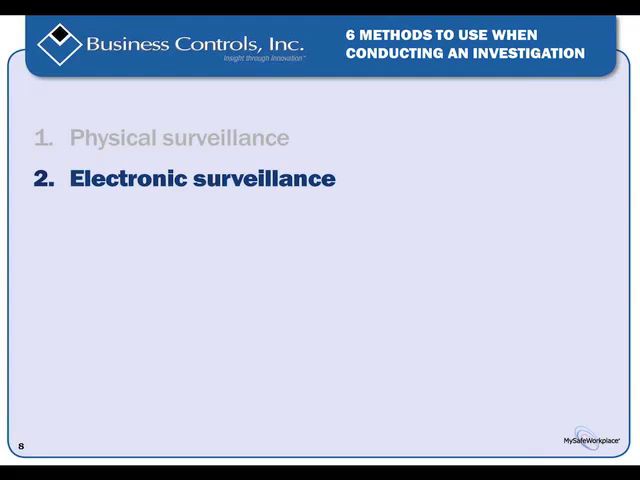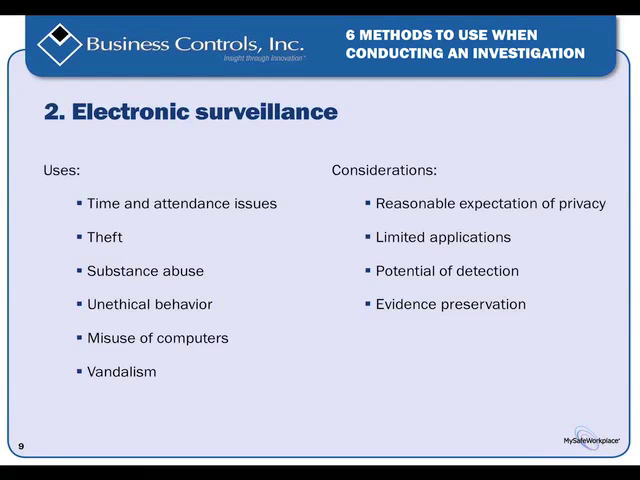The second method of investigation is electronic surveillance. Now, electronic surveillance is very similar to physical surveillance. The only difference is that it replaces the human observer with electronic technology. So just like physical surveillance, it is relatively easy to use, and it can be inexpensive depending on how much money you put into the cameras. It can be as simple as placing a covert camera in a work area or installing some kind of surveillance software on an individual's computer.